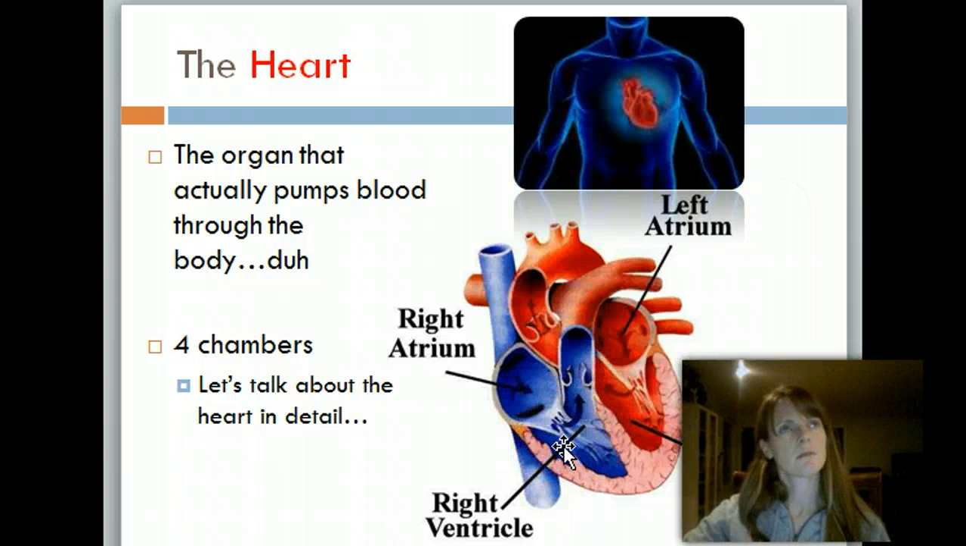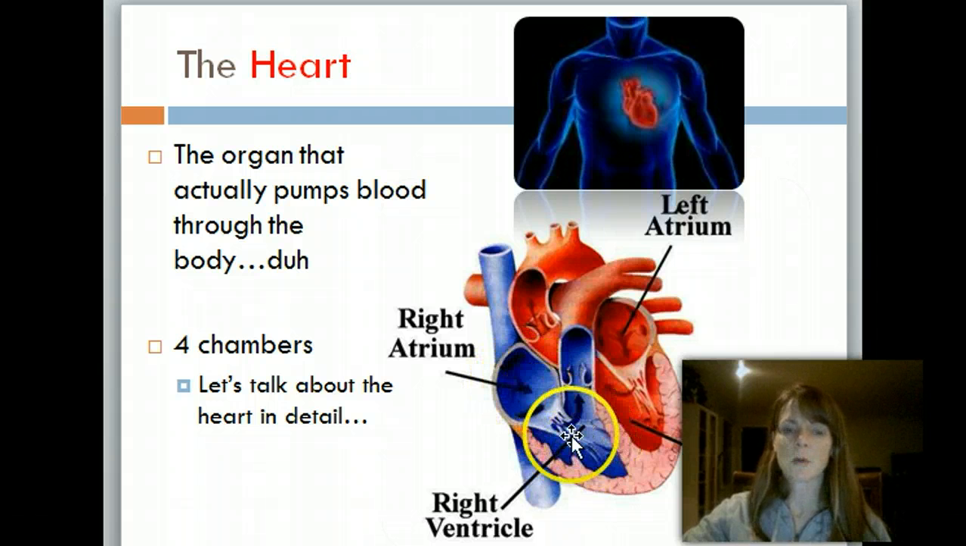Did I say that right? Yes. I think. For some reason I'm getting my valves all mixed up. Okay, so it's going to go into the right ventricle.